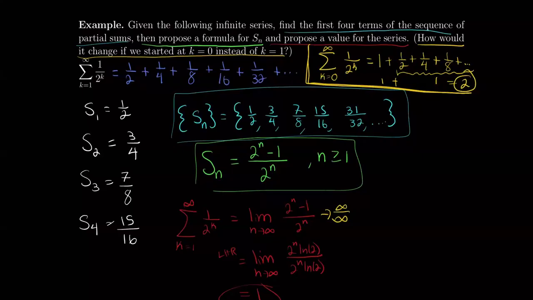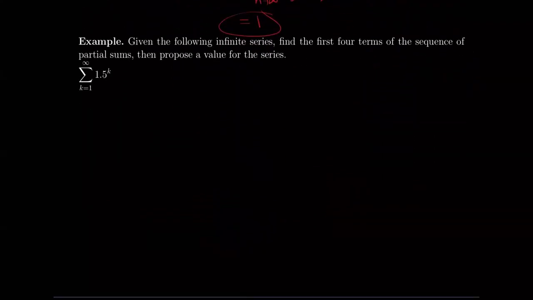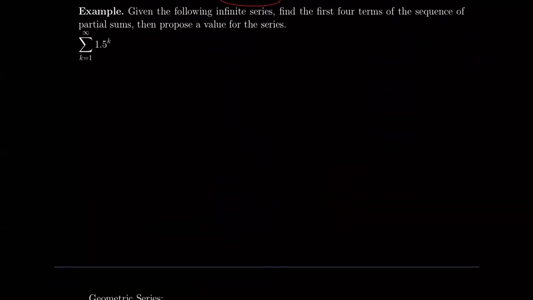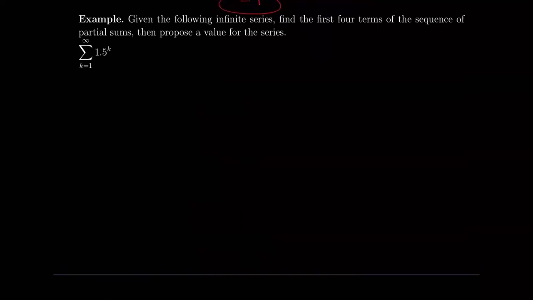Okay, let's do another one. Very similar idea, but maybe a little bit less work. Given the following infinite series, find the first 4 terms of the sequence of partial sums. And then we're not going to find a formula for the sequence of partial sums. We're just going to propose a value for the series. So like we did before, when in doubt, start plugging in some numbers and see what happens. That's always a good starting point.